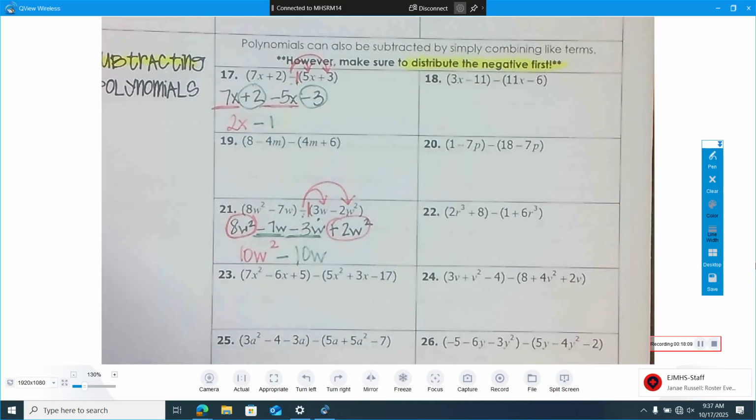All right, number 25, last one, I think. Is this the last one? You get it pretty good? Yeah, it's pretty easy, huh?